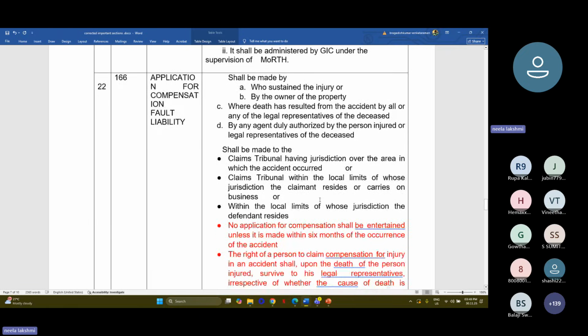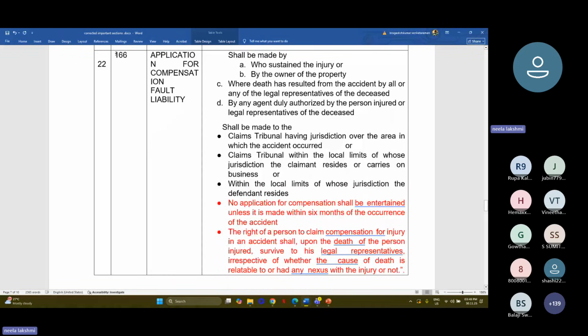Another very important section, 166: application for compensation on fault liability basis. Section 164 was based on no fault liability. Now section 166 is based on fault liability, in the sense that negligence needs to be proved. The negligent act of the driver needs to be proved. Then only will the application be maintainable under this section.